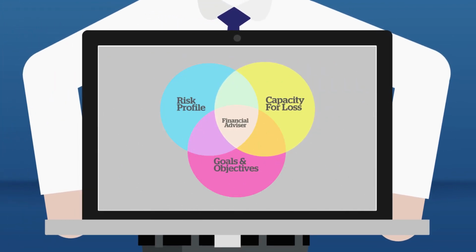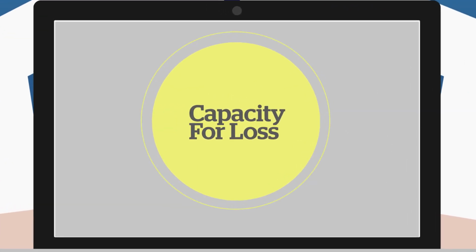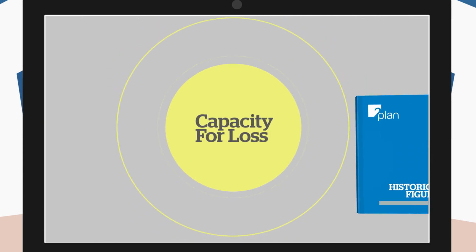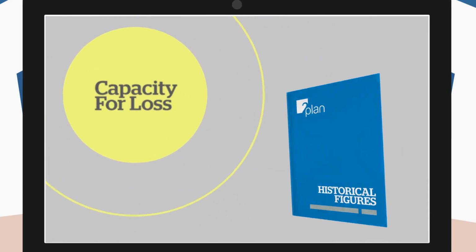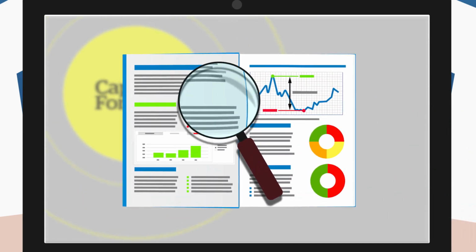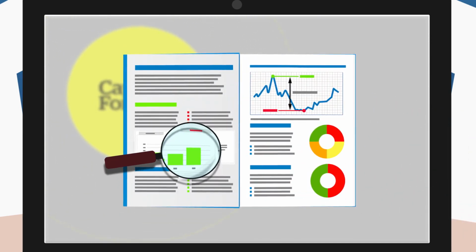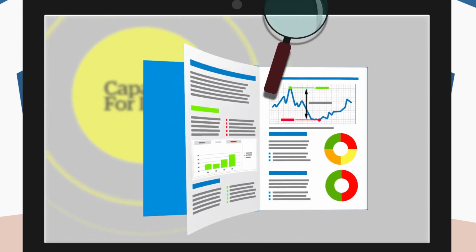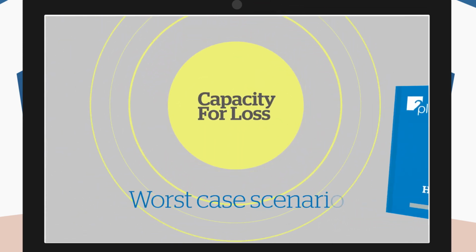Okay, so that explains what we mean by your risk profile. Now we're going to look at your capacity for loss. What do we mean by capacity for loss? Well, another way we assess if investments are appropriate for you is to look at historical figures to illustrate what might have happened to your money if you had invested at the wrong time. Basically, we're looking at the worst case scenario.